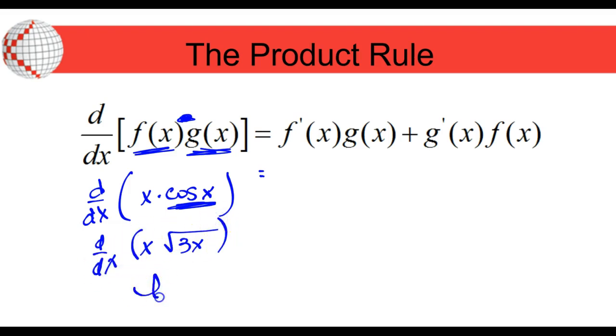Oh, I got one. How about a natural log, which you will deal with? The natural log of x times x cubed. You cannot multiply those together. So we'll have to learn, for examples like this, how to do the product rule.